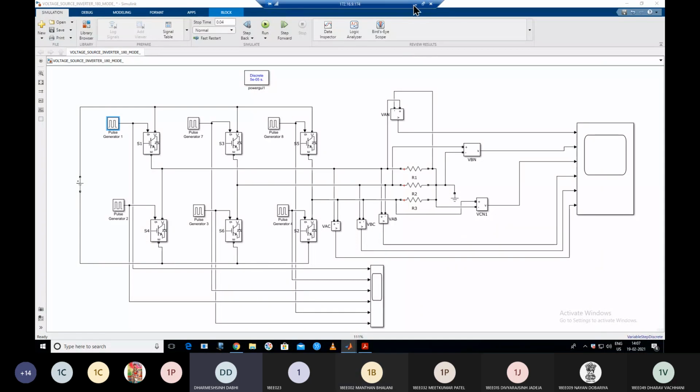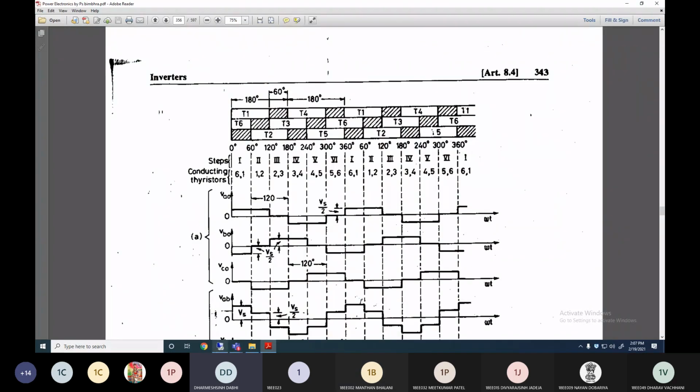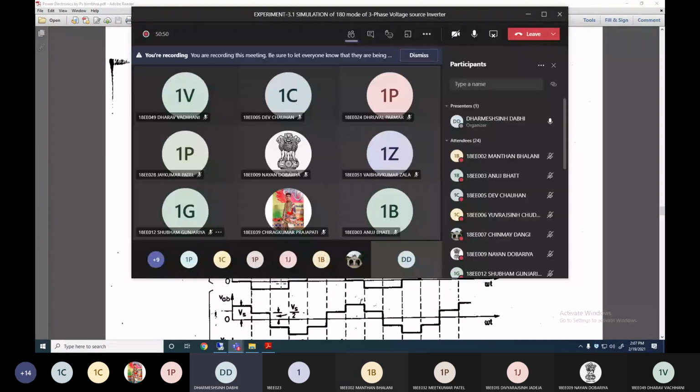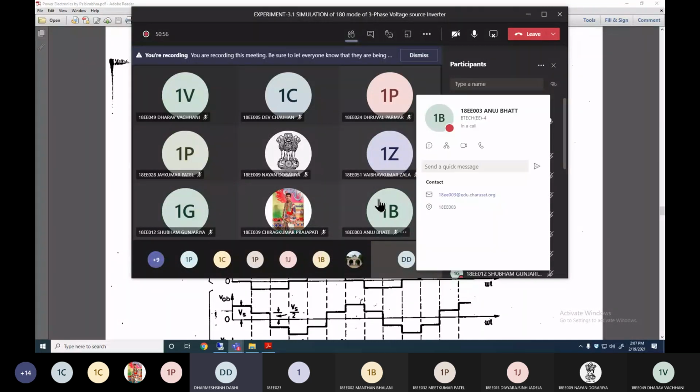No, sir. Okay. So here I stop this lecture, and I will submit the assignment for this experiment number 3. All of you please submit the MATLAB model file of all 3 simulations, 180, 120 and 150 degree mode.